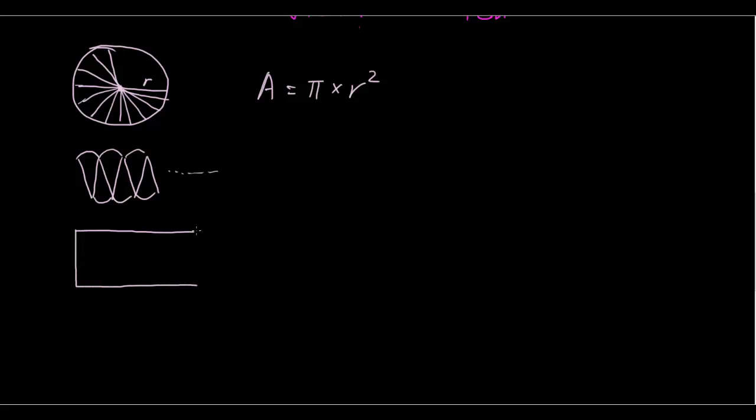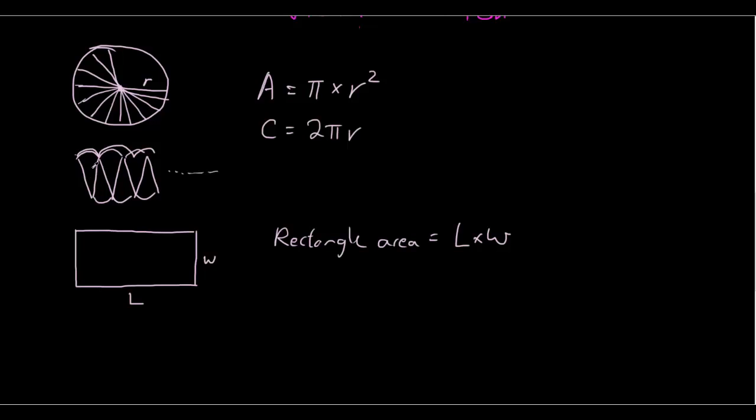Now a rectangle, what is the formula for a rectangle? It is length times width. So rectangle area is length times width. Now if you arrange all of these little sectors side by side, what is the length of the rectangle? Well, if you remember, the circumference of a circle is 2 pi r. So the circumference is basically made up of the curved sections here and there. So these little curved sections make up the circumference of the circle.